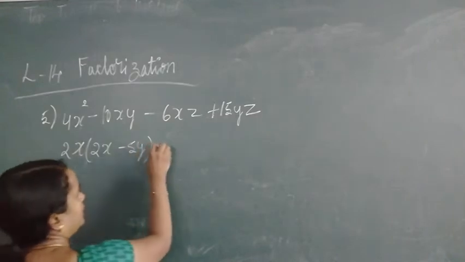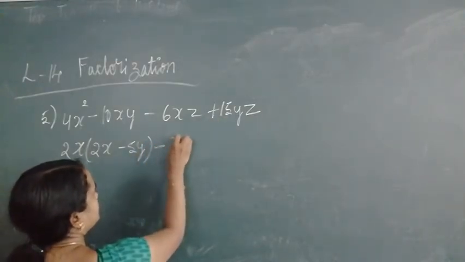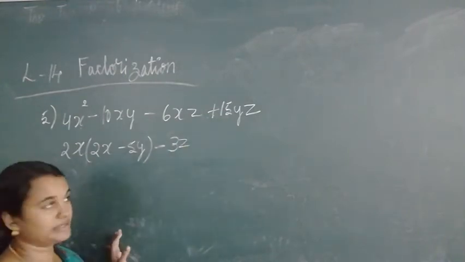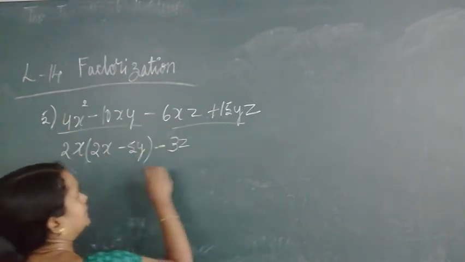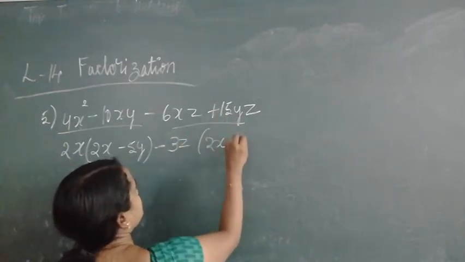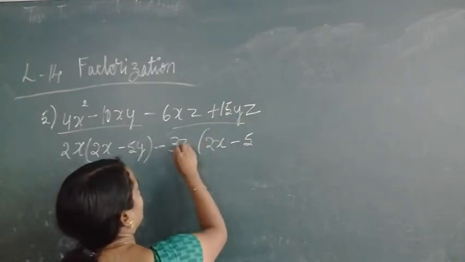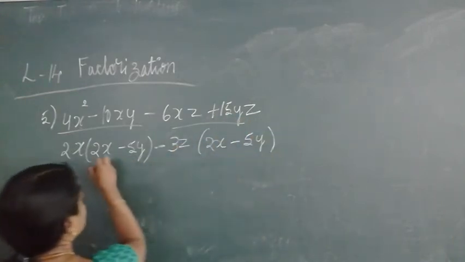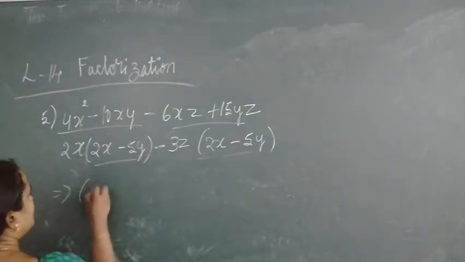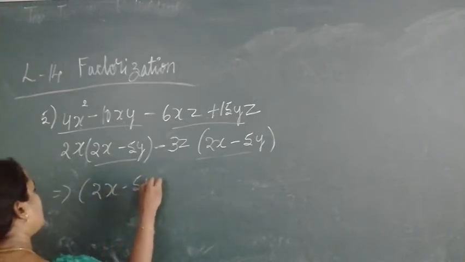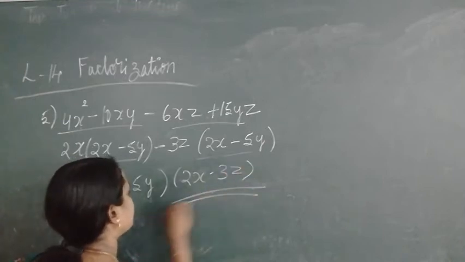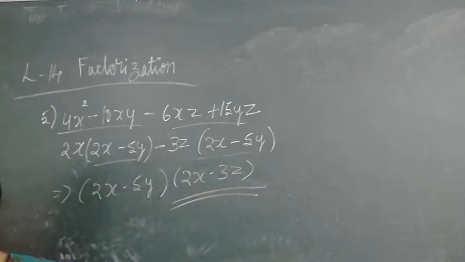Now first number y, and we will take 3, and z also we will take, because in both the groups we are getting z. Okay, that means 3 2s are 6, x left, minus into plus minus, 3 5s are 15, z already taken, then 1. Now you see both we are getting the same thing. That means 2x minus 5y and 2x minus 3z. Okay, do it.